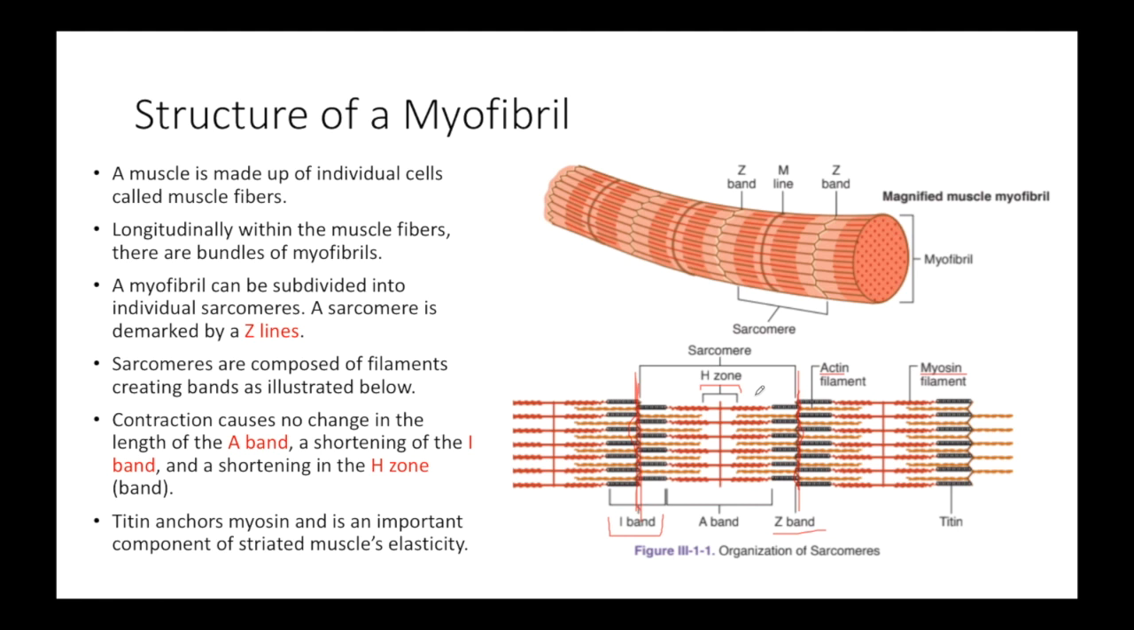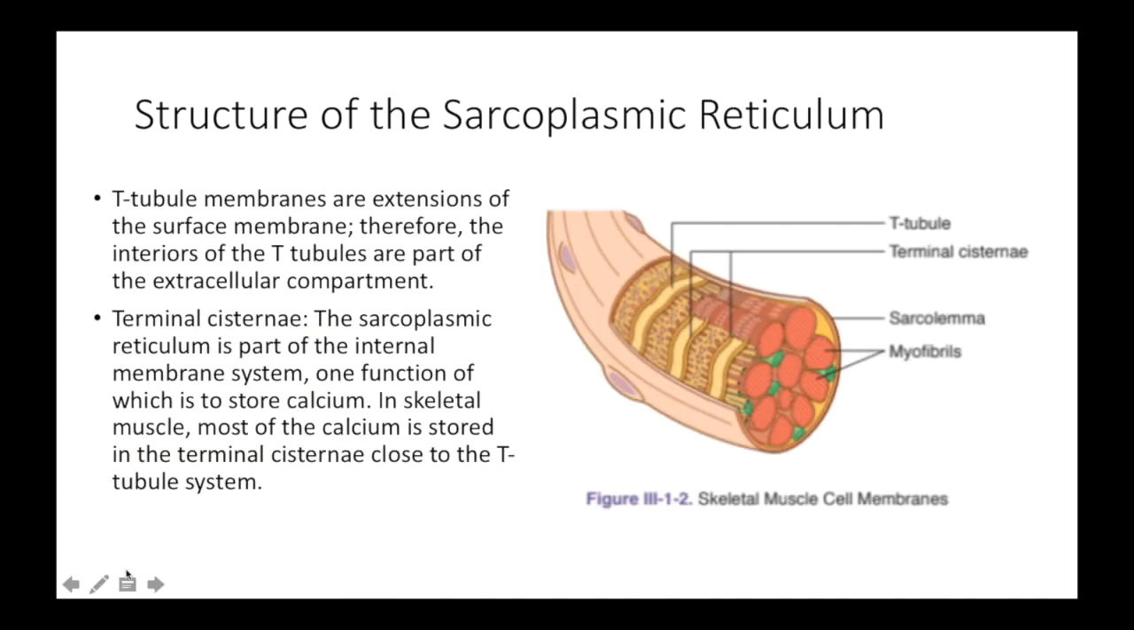And there is something called titin that anchors myosin and is important for the elasticity of striated muscle. So to go a little bit more in depth, within those muscle fibers, we have the sarcoplasmic reticulum, and that is going to be this yellow stuff out here, this whole thing, all of these that we see.